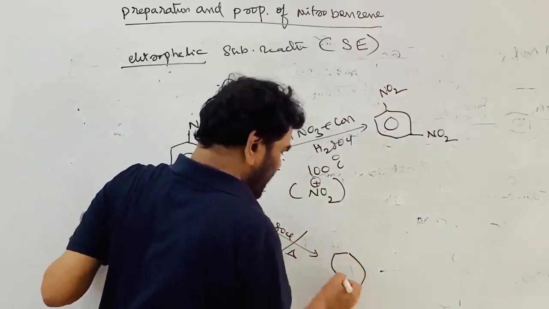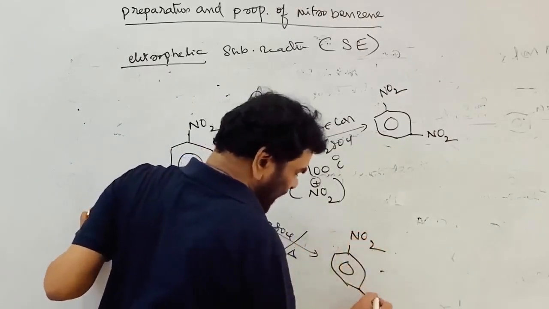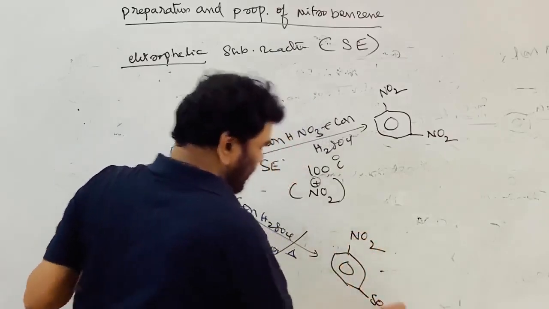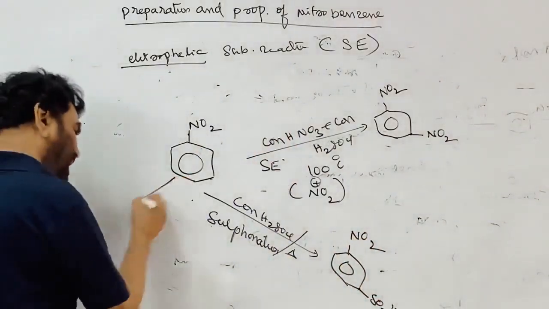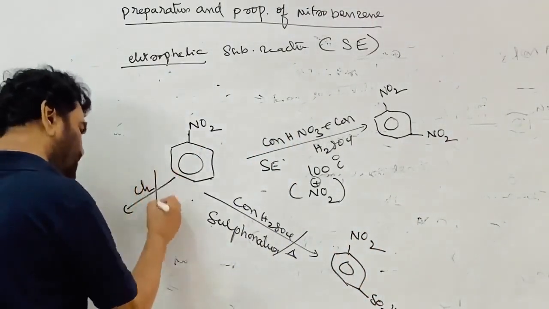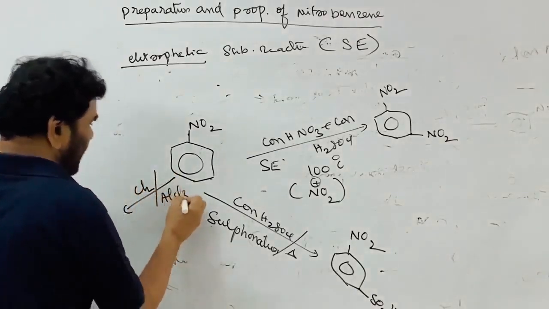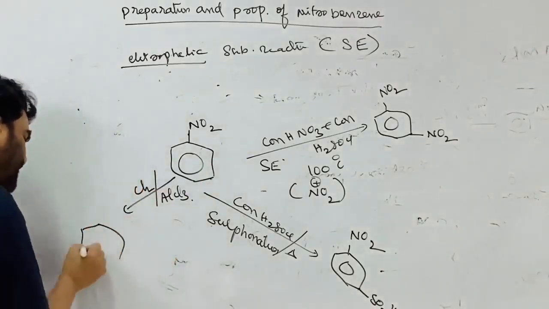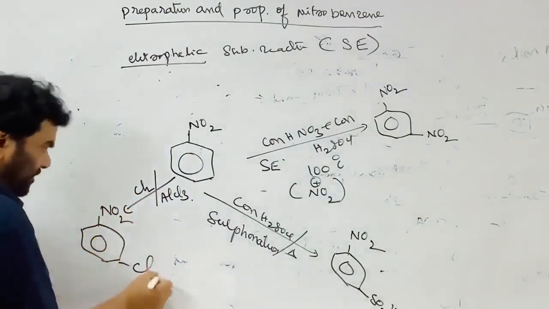This is the nitro group, the sulfonic acid group is introduced at the meta position. I told you it is a meta directing group. That is, meta-nitrobenzene sulfonic acid is formed. And it takes part in halogenation also, with chlorine in the presence of AlCl3. That is, halogenation takes place at the meta position.